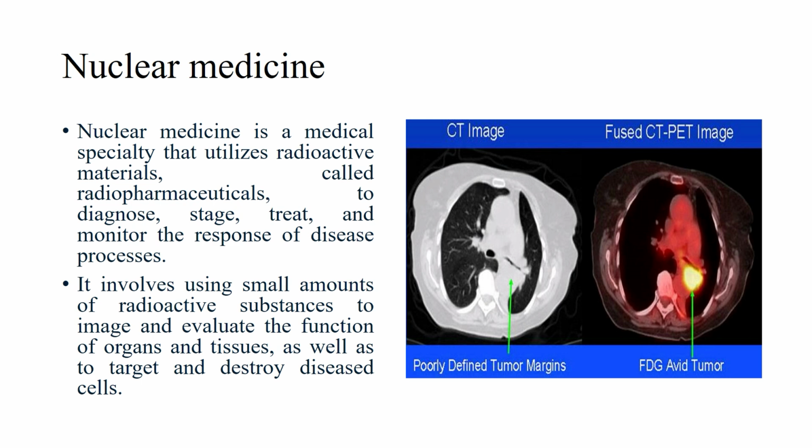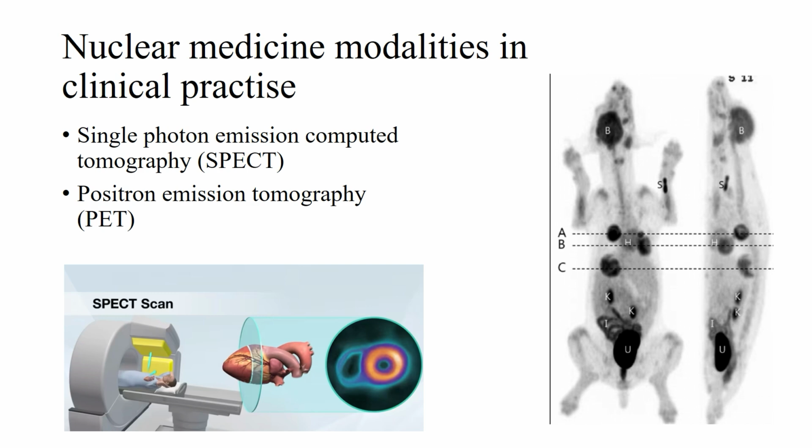Nuclear medicine is also one part, which is a specialty of medical science that utilizes radioactive materials called radiopharmaceuticals to diagnose, to treat, to identify the stage, or to monitor the response of disease processes. It involves using a small amount of radioactive substances to image and evaluate the function of organs and tissues, and to target and destroy diseased cells. So this is a CT image you can see, and this is fused CT and PET images. We will discuss this in more detail in the next slides.